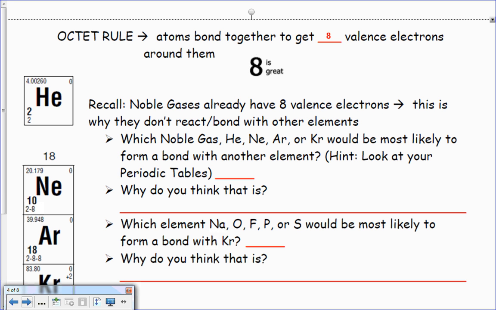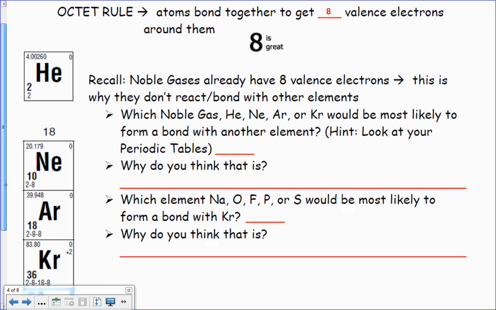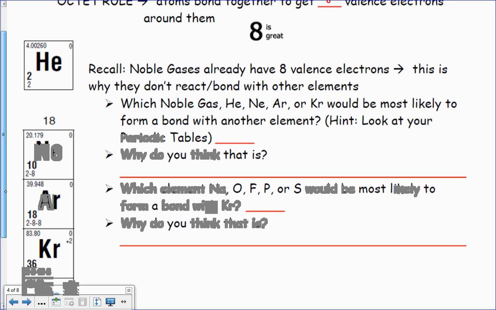Now, 8 is great. The octet rule, octet, octopus. Oct means 8. So we like to say 8 is great, right? We want 8 valence electrons to have a full valence shell. And that's going to come into major play with bonding.